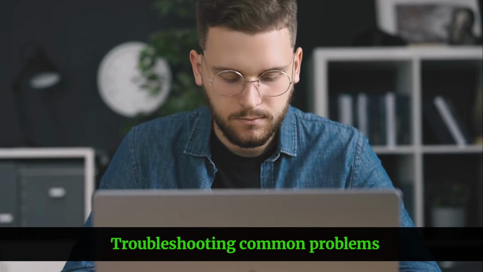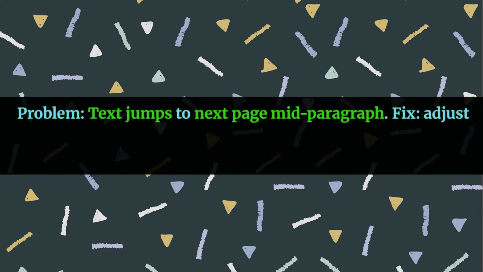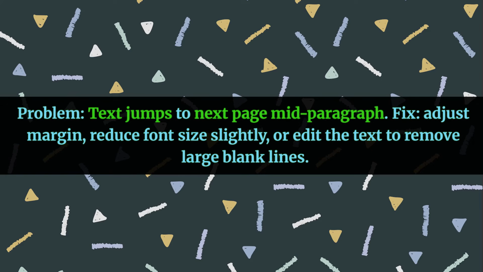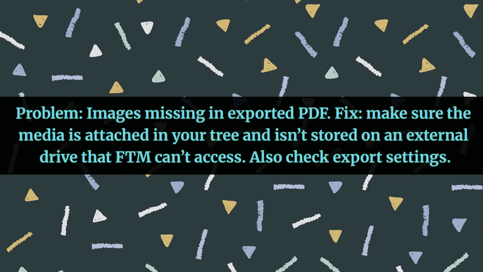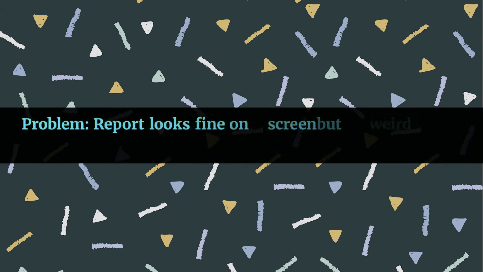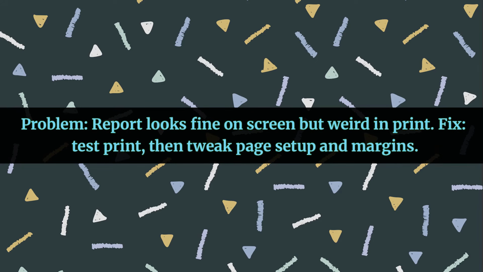Troubleshooting common problems. Problem: text jumps to next page mid-paragraph. Fix: adjust margin, reduce font size slightly, or edit the text to remove large blank lines. Problem: images missing in exported PDF. Fix: make sure the media is attached in your tree and isn't stored on an external drive that FTM can't access. Also check export settings. Problem: report looks fine on screen but weird in print. Fix: test print, then tweak page setup and margins.